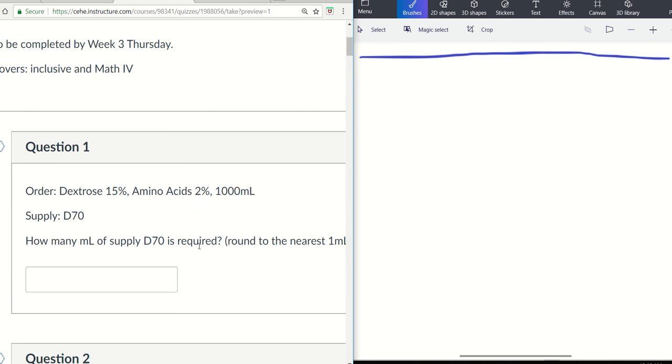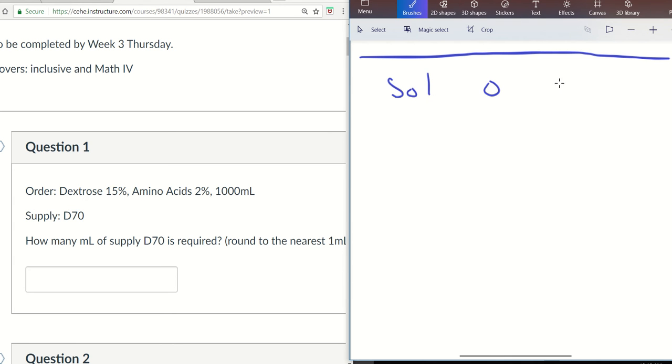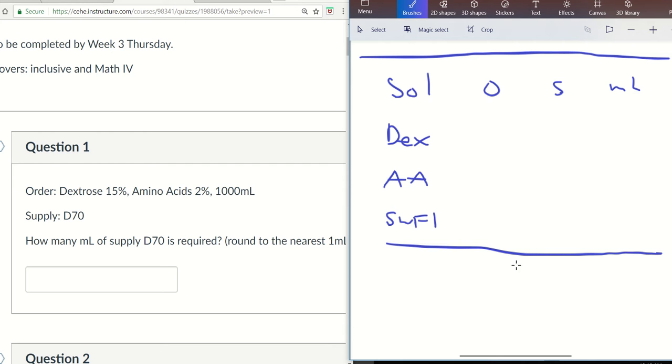So questions 1, 2, and 3 go together. It's TPN based solutions, so we'll organize our information. I've got solution, order, supply, and mLs. For this one, we're going to need some dextrose, some amino acids, sterile water for injection, and our total volume for number one is going to be 1,000 mLs. So take out your calculators and follow along.